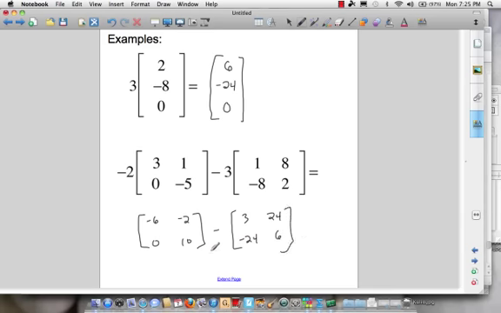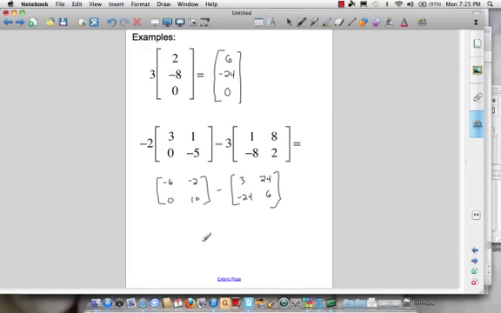And then to finish it off, I now need to subtract. So -6 minus 3 is -9. -2 minus 24 is -26. 0 minus -24, 0 plus 24, and then 10 minus 6. And there you have it.